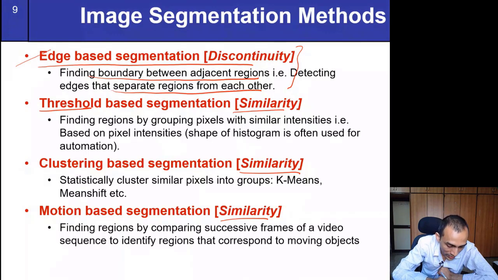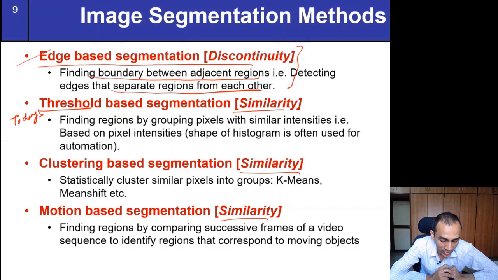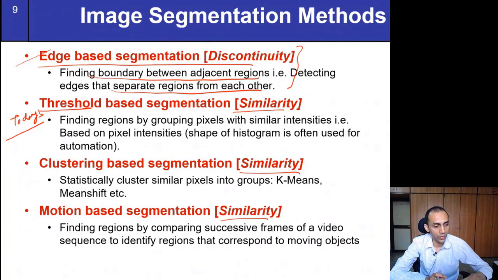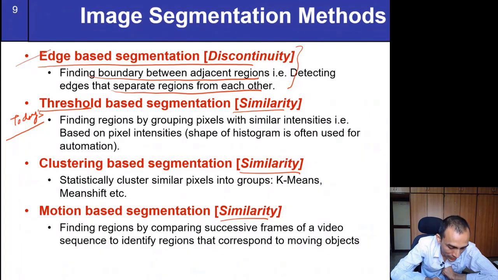So we'll see this in today's class, basically how we can find a good threshold for doing an automatic segmentation. So in the past, we have done manual segmentation using threshold. You manually find out a good threshold value. But now we will try to see some methods where we can automatically find out a good threshold value.